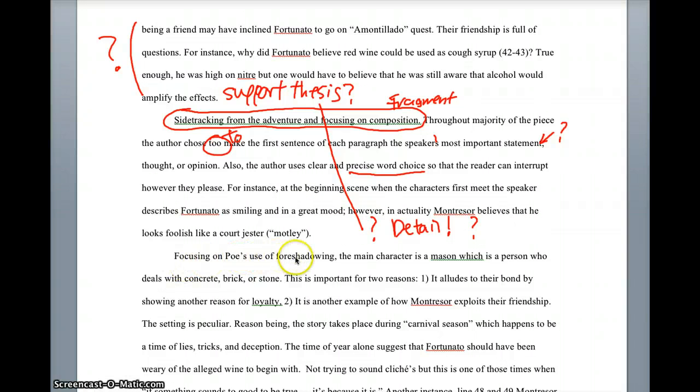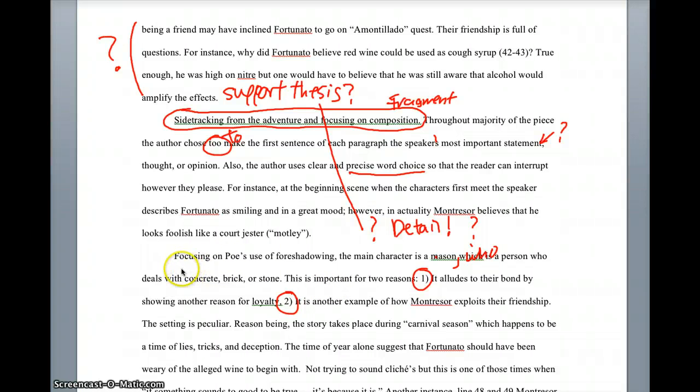Focusing on Poe's use of foreshadowing. The main character is a Mason. Okay, we'll figure that out. That should be "who." Anytime you're talking about a person, it should be "who," not "which." Don't put numbers like that in a paper. This is not a scientific research paper.